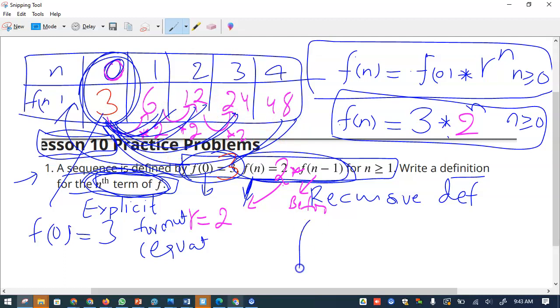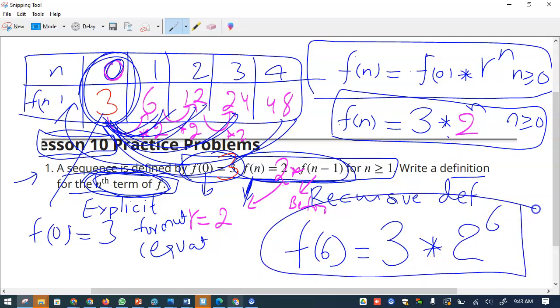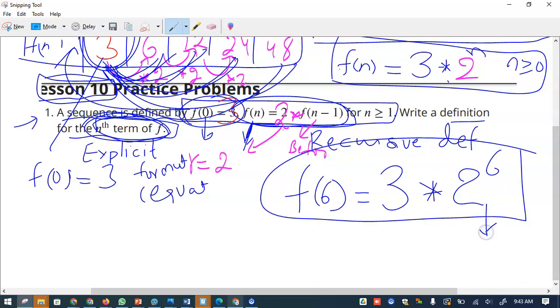So if I want to write what is f of 6, the sixth position, the answer will be: in the beginning it was 3, and then you're multiplying 6 times. That's all you do. So you say 2 to the power of 6, this will be 64, and you multiply by 3 and you get the answer. Let's move to the second.